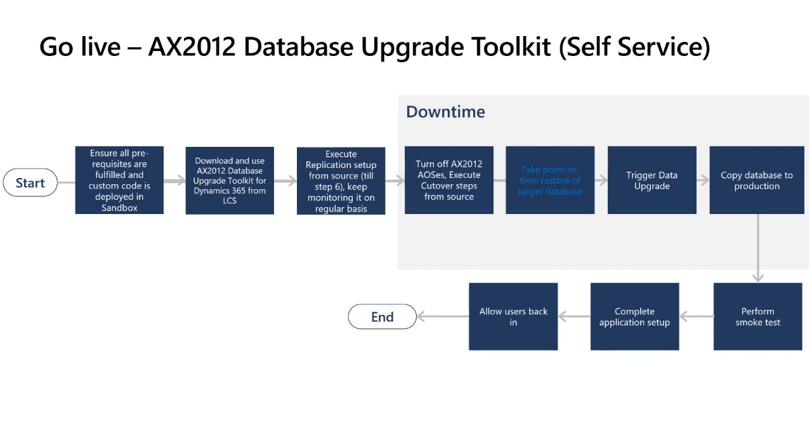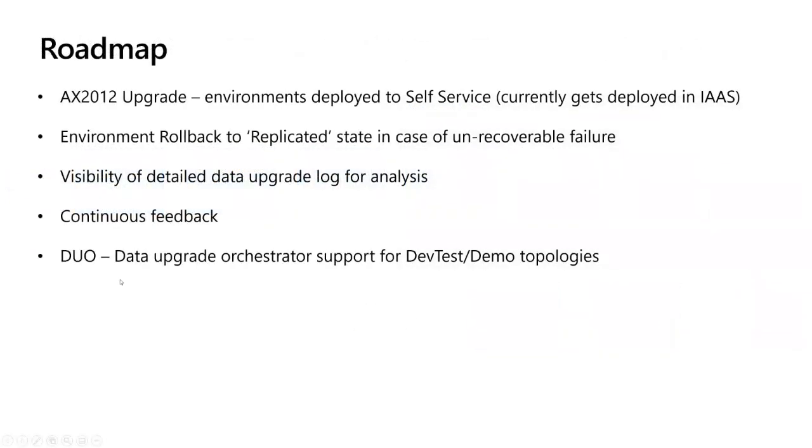Then you actually trigger the data upgrade, which actually upgrades your AX2012 schema to the 65 schema and runs all the upgrade steps. And then you actually move your database to production, perform a smoke test, and complete additional application configurations, and you go live, right? That's the go live process going to look like with this toolkit. Wherein, if you notice, we are doing much of the work, right, to move the data to cloud well ahead of starting the downtime.